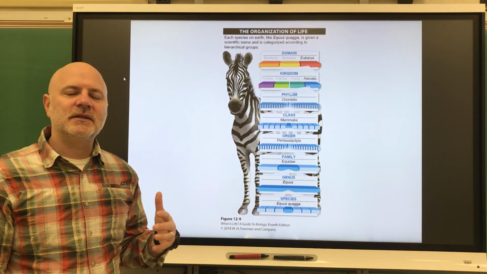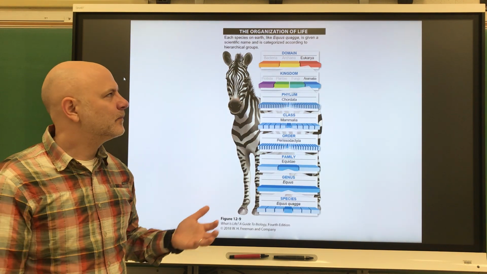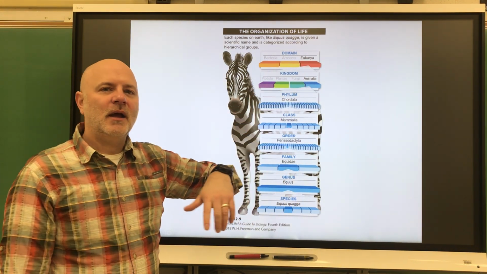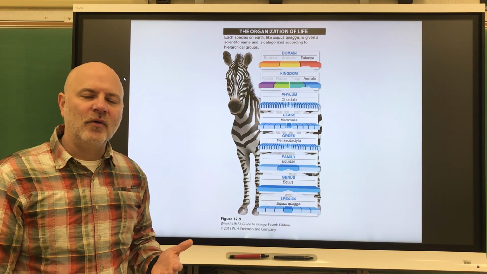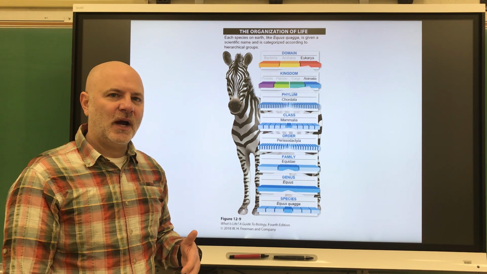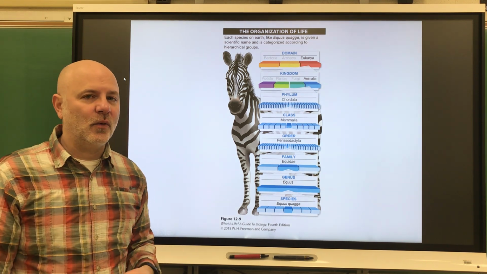So Eukarya means that our cells have a nucleus. All right. We are in the kingdom Animalia. Animals move at some point in their life cycle. They are multicellular, and they eat other organisms.